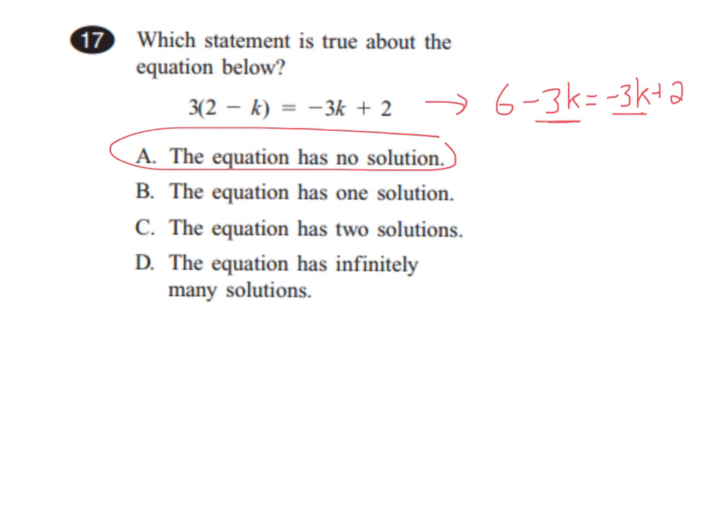You would have ended up with infinitely many solutions if you had something like 5 minus 3k equals negative 3k plus 5, because then the sides are the same no matter what value k is, and to have exactly one solution, you would have to have the coefficients of k different on the 2 sides, because you wouldn't want them to cancel out. If the variables cancel out in the equation, you're either going to have no solutions or infinitely many solutions.